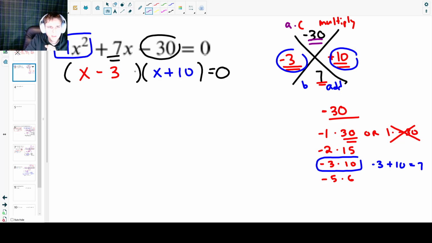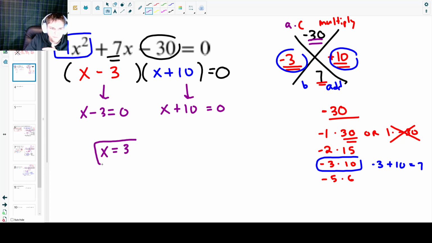All right. So finishing and solving this, we again use our zero product property. We set up our two equations. And we solve those, right? So we're going to get a solution of x equals 3 and x equals negative 10.